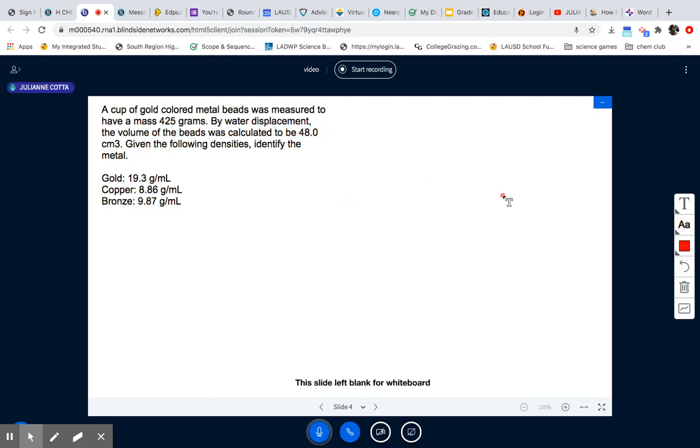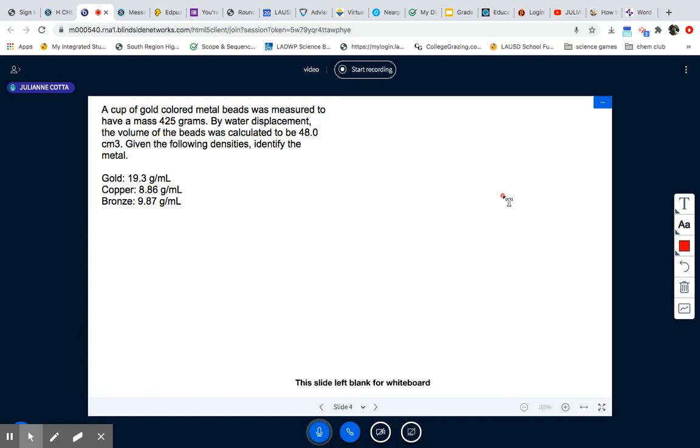A cup of gold-colored metal beads was measured to have a mass of 425 grams. By water displacement, the volume of the beads was calculated to be 48 centimeters cubed. Given the following densities, identify the metal. Okay, so we have these metal beads. We know the mass is 425 grams, and by water displacement, they said the volume of the beads is 48 centimeters cubed. So we have the grams and the volume. We need to calculate the density.